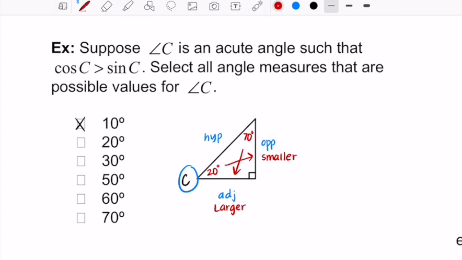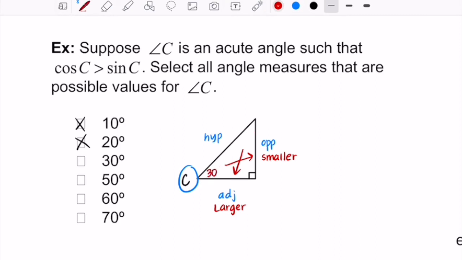When I do the cosine of 20 degrees, cosine would be adjacent over hypotenuse, so the larger number would be in the top of the fraction. Sine would be opposite over hypotenuse, so it would be the smaller number in the top of the fraction. And so 20 degrees would also produce a correct yes answer to the question, because the cosine would be greater than the sine. Moving on to the next value that we're given.